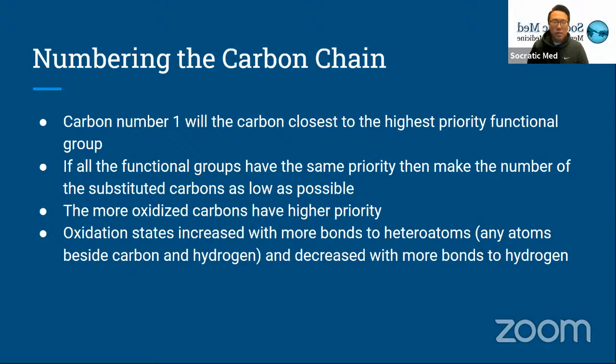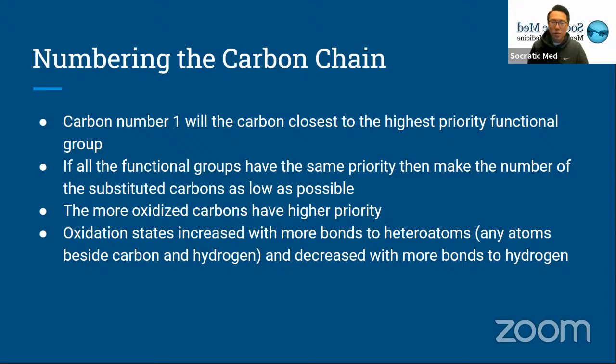So next, you have to number the carbons on the chain. Carbon number 1 will be the carbon closest to the highest priority functional group. Like I said, if the chain has an alcohol on it, carbon number 1 will be the carbon closest to the hydroxyl group. But if all the functional groups have the same priority, then the more substituted carbons will give the lowest numbers possible.